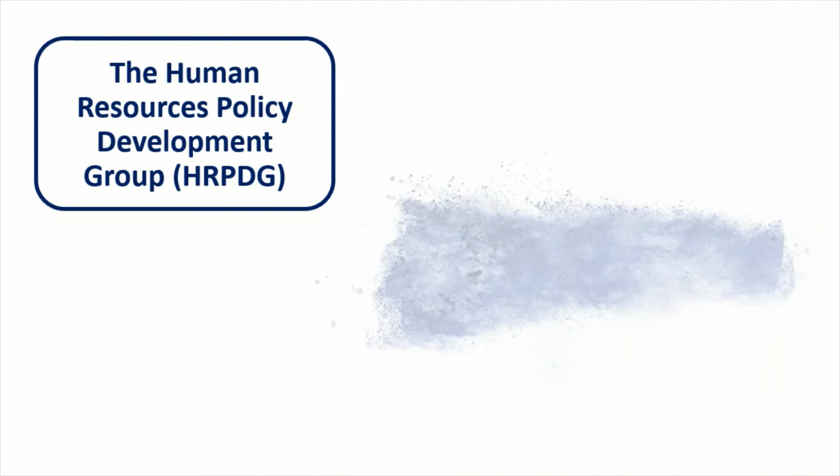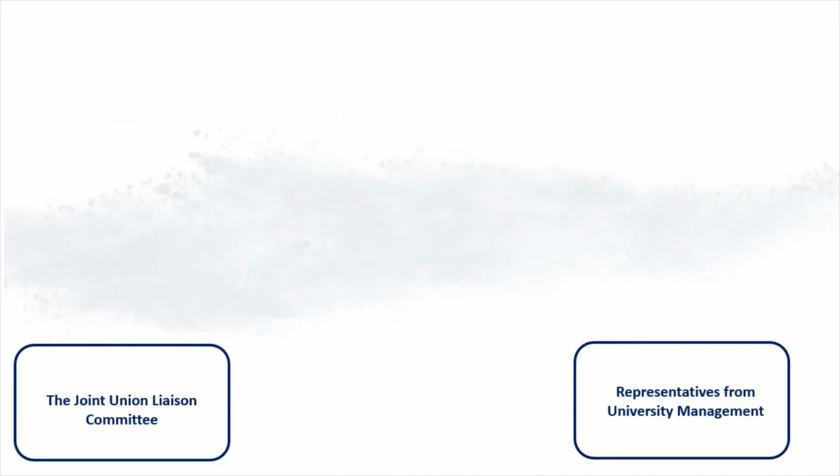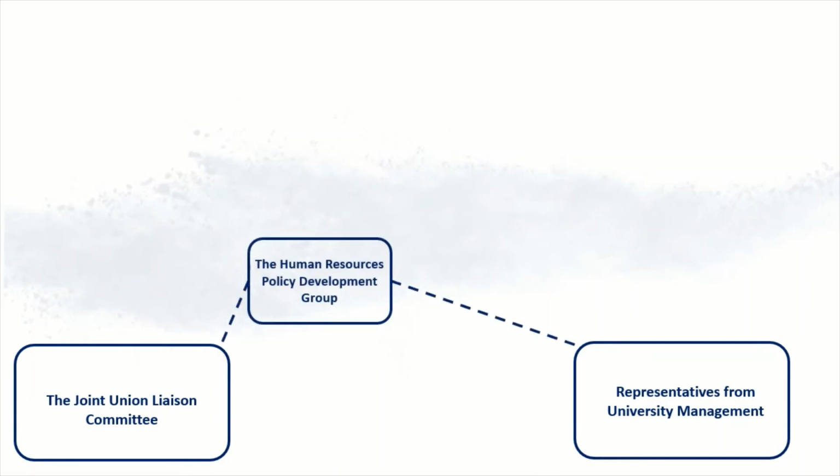Representatives from the JULC meet with university managers here to consult on policies at the Human Resources Policy Development Group. Initialised as HRPDG, this group is formally the principal route for the unions to reach agreements with university management. As you can see here, HRPDG is the primary point of contact between the JULC and representatives from university management.